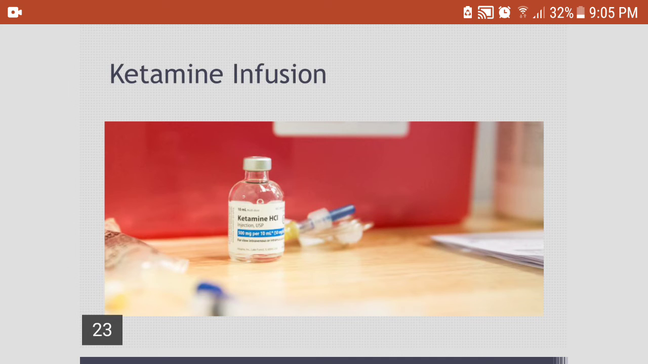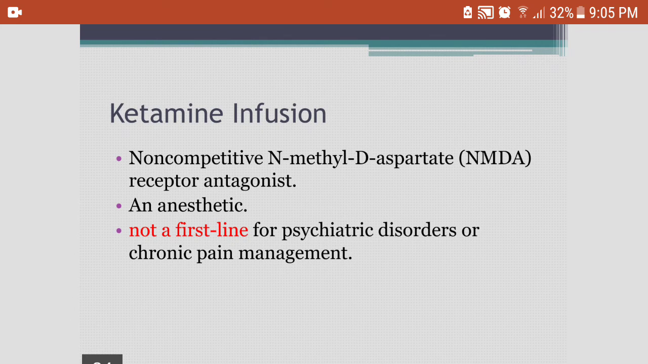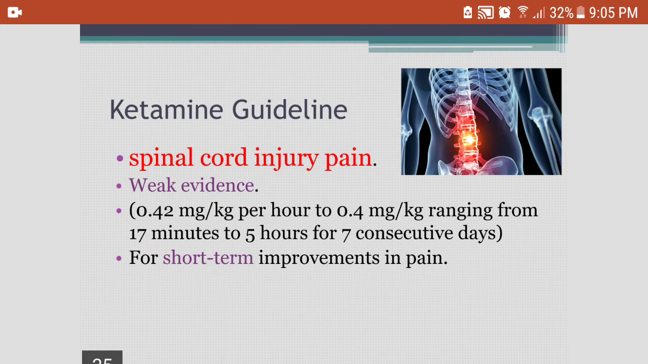So ketamine is an anesthetic. It's used for anesthesia, maintaining and producing. It is a non-competitive N-methyl D-aspartate antagonist, but it is used for psychiatric disorders such as depression, and it's also used for chronic pain management as well. There is weak evidence for the use of ketamine with spinal cord injury pain.